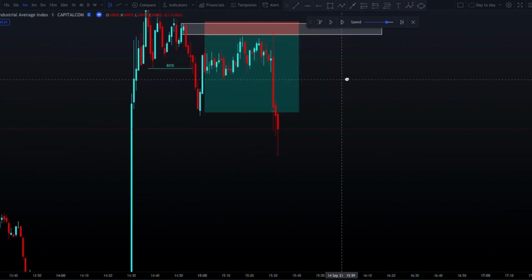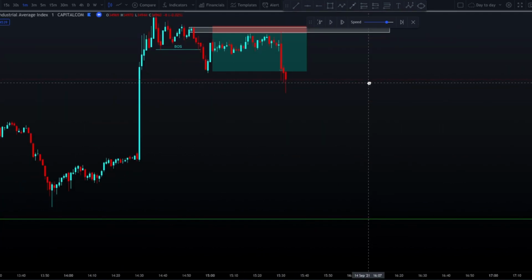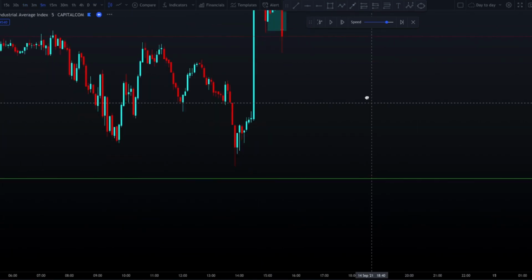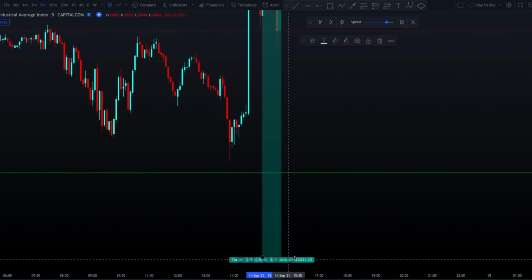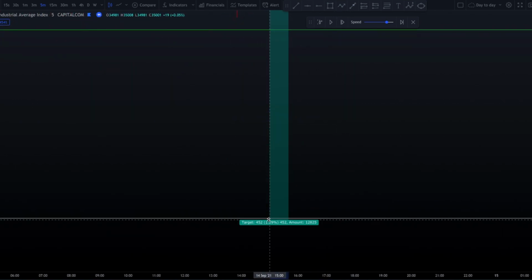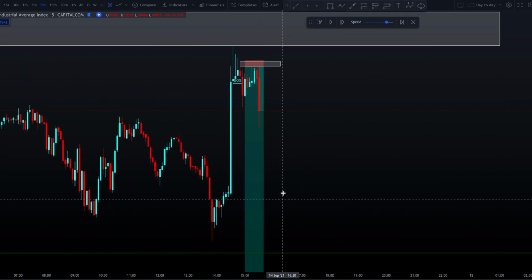Look at that. Perfect. So let's take this all the way down to our weekly lows. Where is it? There we go. Okay, as you guys can see, how refined that got.